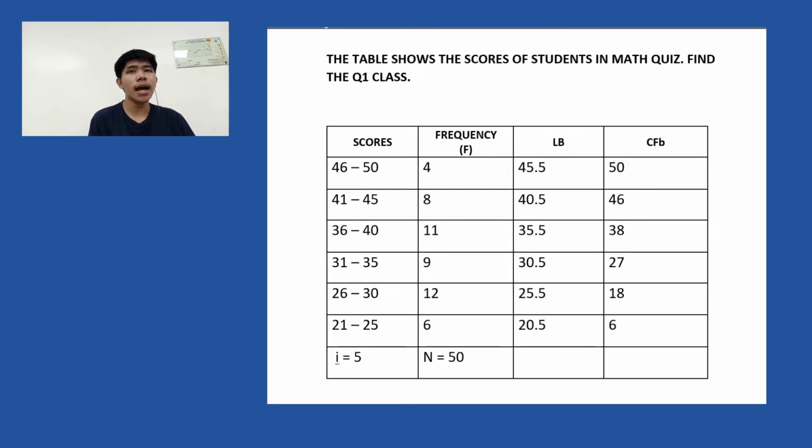Now we simply add it to the frequency next to it, which is 12, which will give us the value of 18. Now 18 added to 9 will give us 27. 27 added to 11 will give us 38, and so forth. And that is how we get the CFB, or the cumulative frequency below.